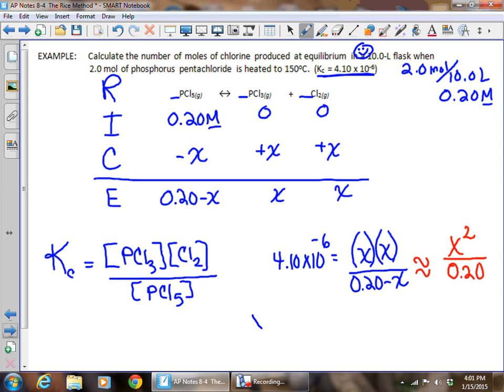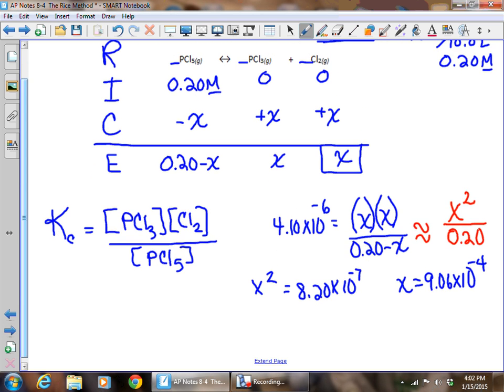This gives us a value of X squared being equal to 8.20 times 10 to the minus 7th. And X then, the square root of that, is going to be 9.06 times 10 to the minus 4th. Well, what does that tell us? It tells us that X, and since it asks us about chlorine, chlorine is X, that's convenient. So that tells us the molarity of chlorine. So let's write that down real quick. X equals the concentration of chlorine equals 9.06 times 10 to the minus 4th molar.